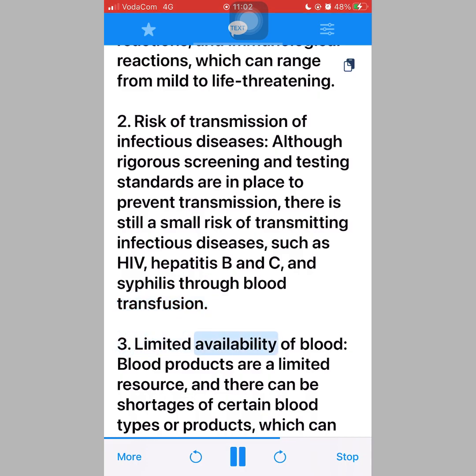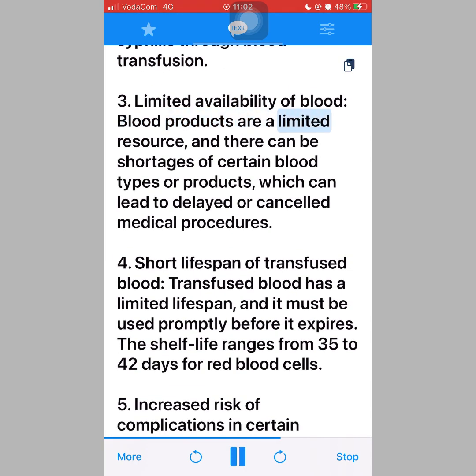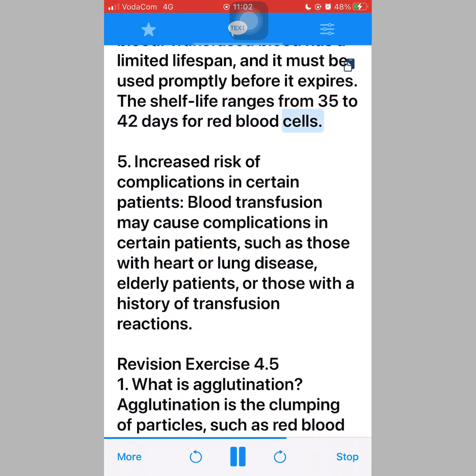3. Limited availability of blood. Blood products are a limited resource, and there can be shortages of certain blood types or products, which can lead to delayed or cancelled medical procedures. 4. Short lifespan of transfused blood. Transfused blood has a limited lifespan, and it must be used promptly before it expires. The shelf life ranges from 35 to 42 days for red blood cells.